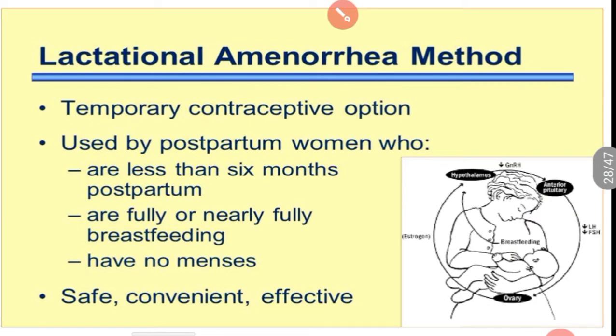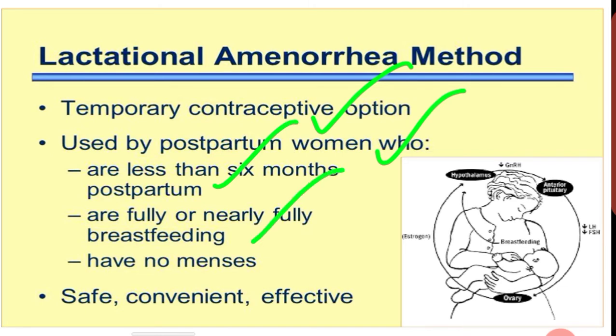Right? Next topic, lactational amenorrhea method. It's important, 3 months. As well as it is important content for your NEET 2. What is lactational amenorrhea method? A temporary contraceptive option used by postpartum women who are less than 6 months postpartum and fully or nearly fully breastfeeding.